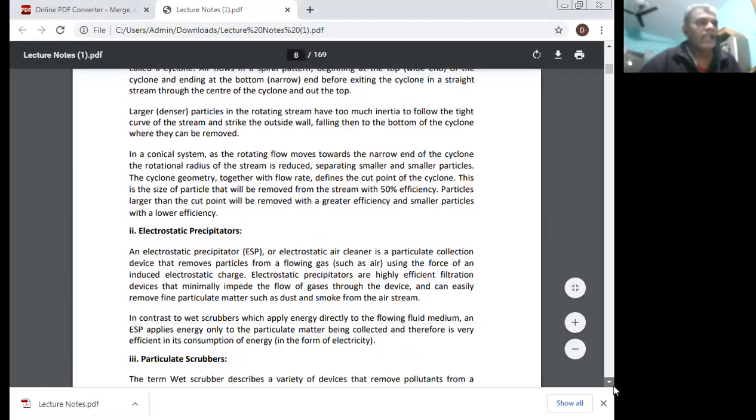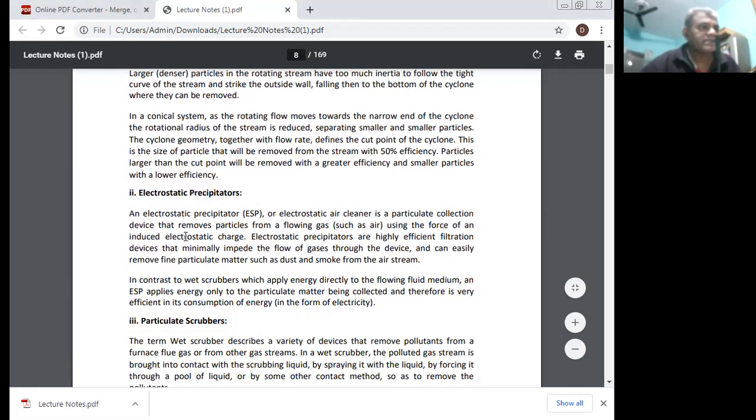Number two, electrostatic precipitators. An electrostatic precipitator or electrostatic air cleaner is a particulate collection device that removes particles from the flowing gas, such as air, using the force of an induced electrostatic charge. Electrostatic precipitators are highly efficient filtration devices that minimally impede the flow of gases through the device and can easily remove fine particulate matter such as dust and smoke from the air stream.